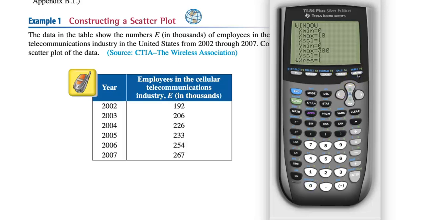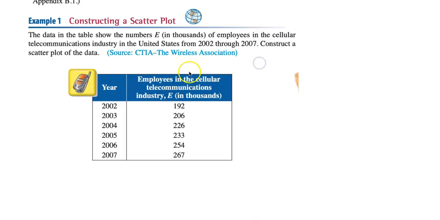Now if I hit graph, I should see some data there. And it looks like I mistyped something, because that definitely doesn't fit this. Let me go back. You probably saw it before I did. Stat, edit. 26, it should be 226. There we go. Now if I hit graph, it should be more correct. So that's our scatter plot. That's our scatter plot data.